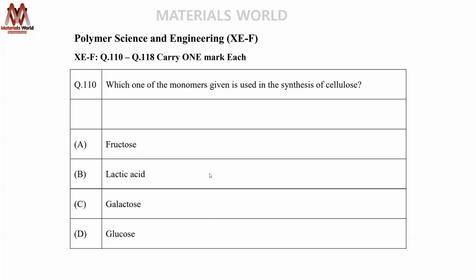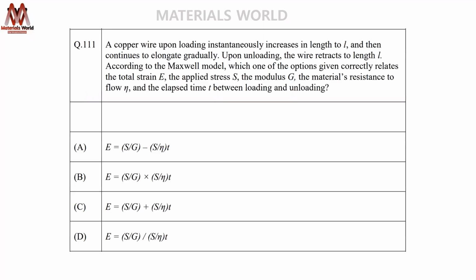So question number one, it's asking about the monomer used for synthesis of cellulose. The building block or the monomer for cellulose is glucose. Glucose is produced during photosynthesis in plants, and that glucose is used as a monomer for cellulose. So the answer is D.